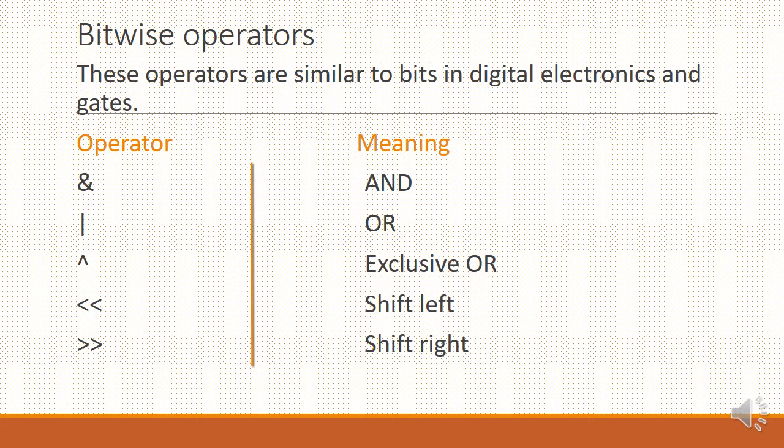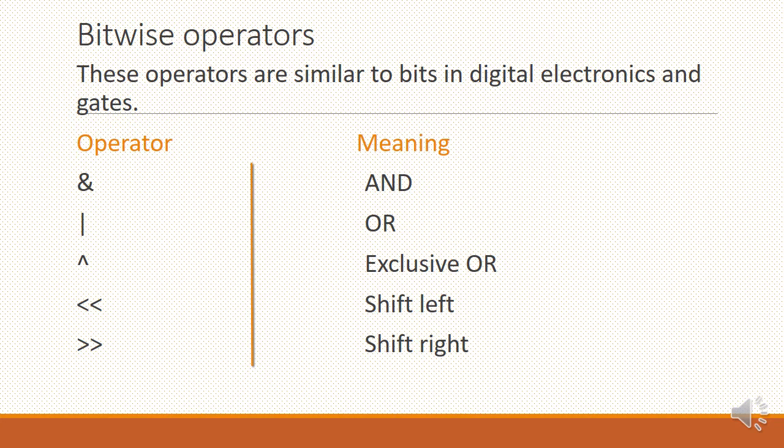Usually these bitwise operators are used in bit level programming. Even though, we should know what the bitwise operators are and what is the work of the bitwise operators. Bitwise operators are similar to the gates in digital electronics that we have studied: the AND gate, OR gate, exclusive OR gate. All of these come with symbols.